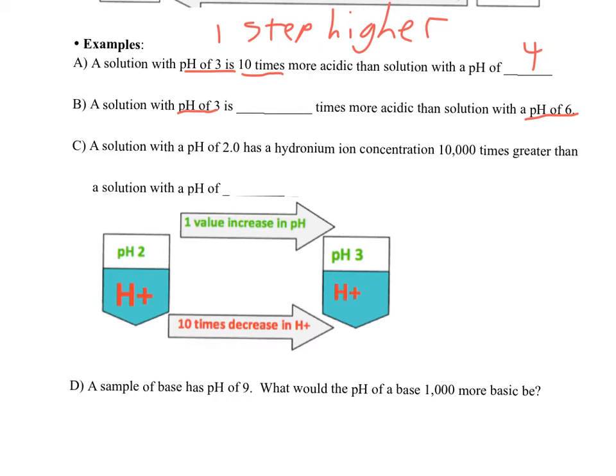1 step is 10 times more acidic. 2 steps is another 10 times more, and 3 steps is a third times 10. So 10 times 10 is 100, times another 10 gives us 1,000. We are 1,000 times more acidic than something with a pH of 6.